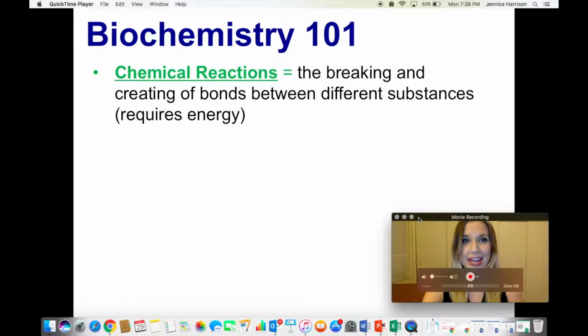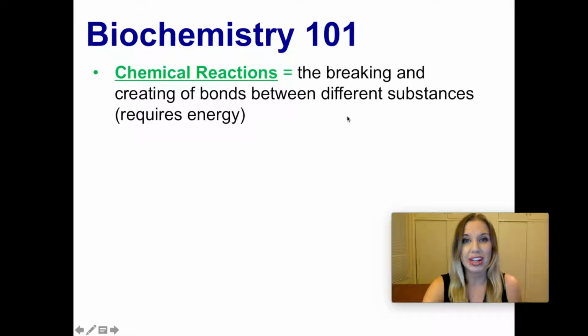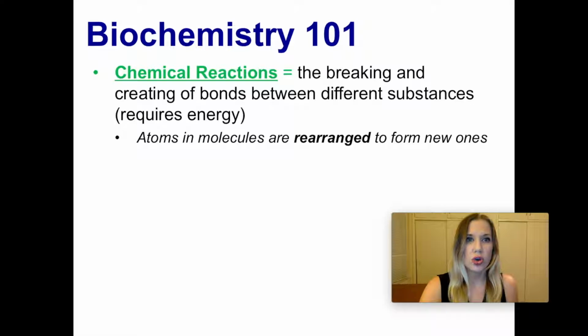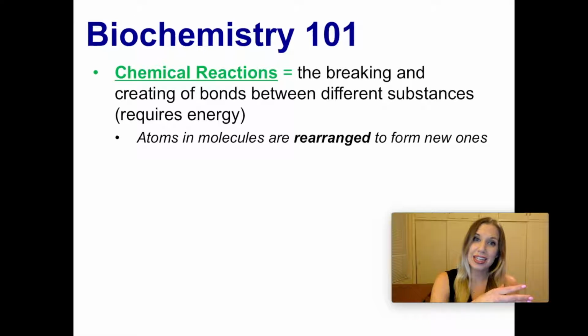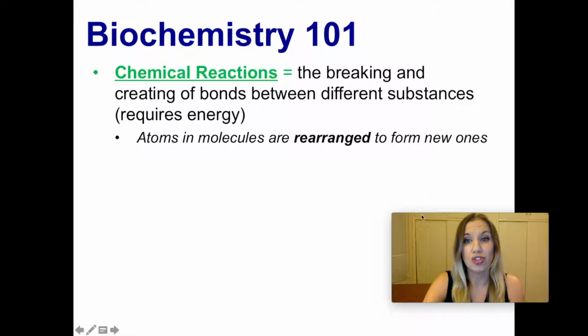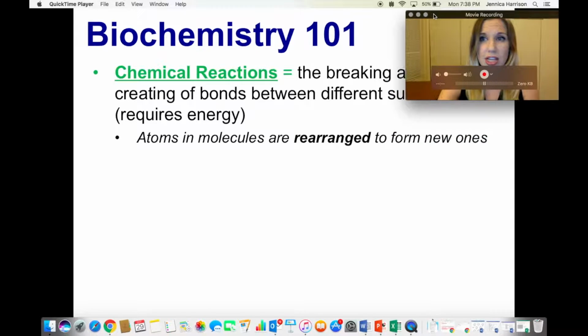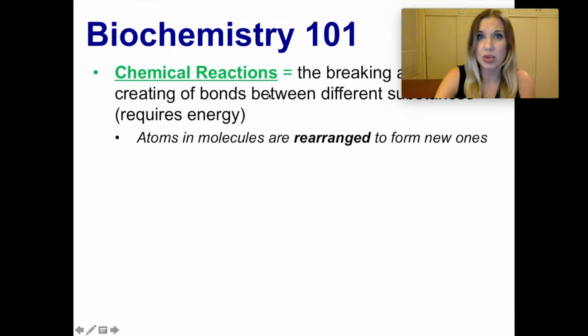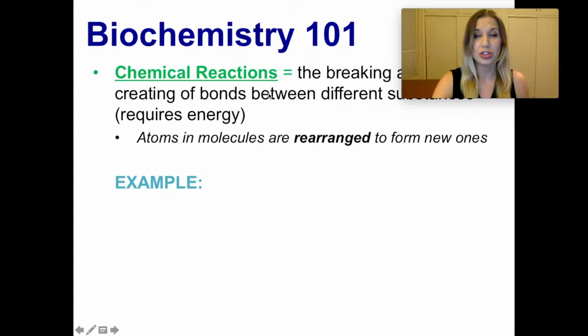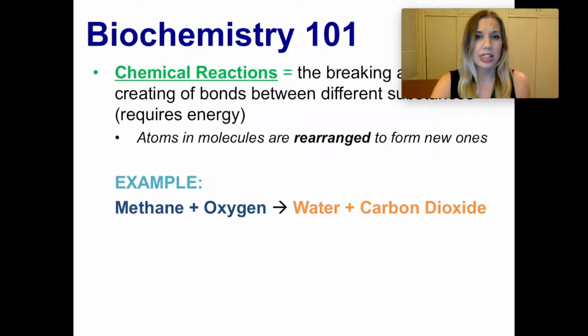So once again, chemical reactions are the breaking and creating of bonds between different substances. But what exactly am I talking about? What is happening really is the atoms in molecules are rearranged to form new ones. We break apart molecules in the beginning, and we form new ones from those beginning atoms. So we don't create any new atoms in any kind of chemical reaction. We're just rearranging them.